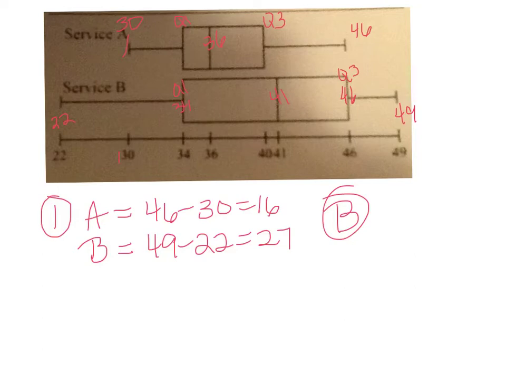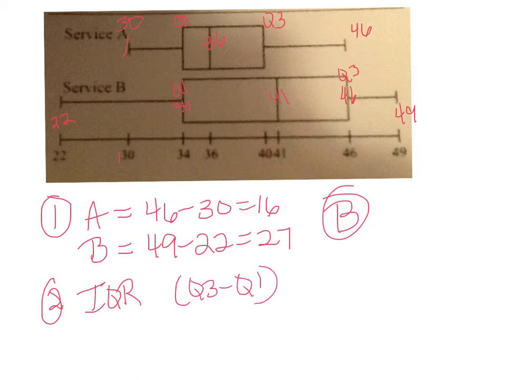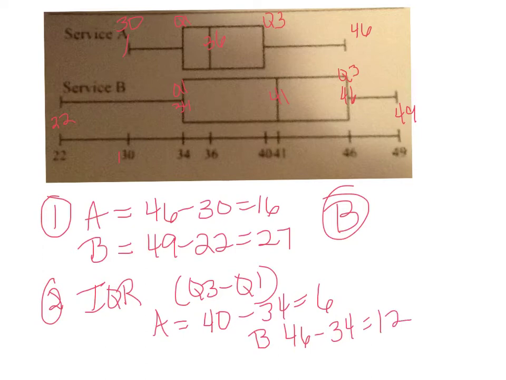Okay. All right, what about interquartile range? Okay. Now remember, that is the third quartile minus your first quartile. Okay. They will ask you these questions on a test, so make sure you remember what the interquartile range is. Okay. So service A has its interquartiles, quarter 3 is 40, and quarter 1 is 34, so its interquartile range is 6. Service B is 46 and 34, which is 12. So service B has a larger interquartile range.